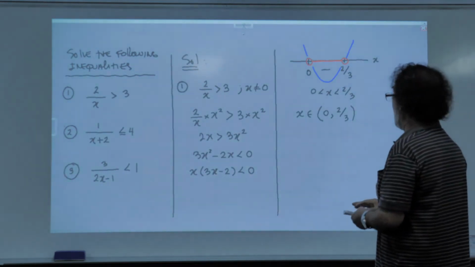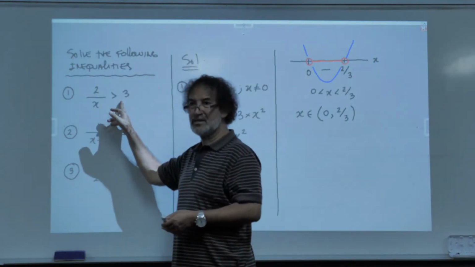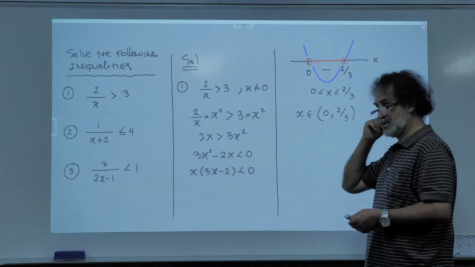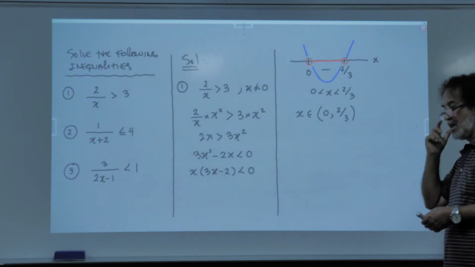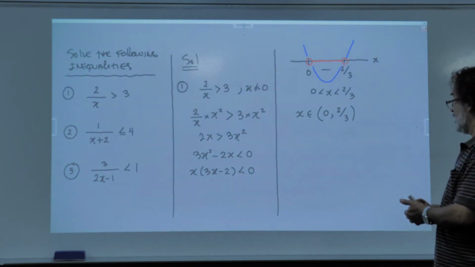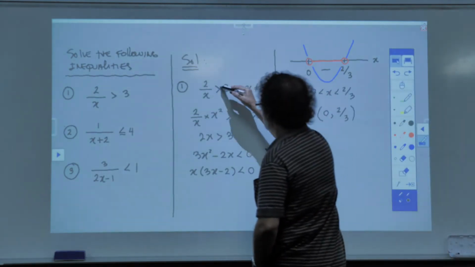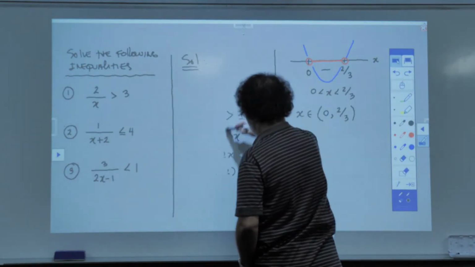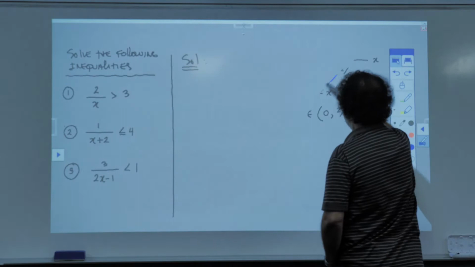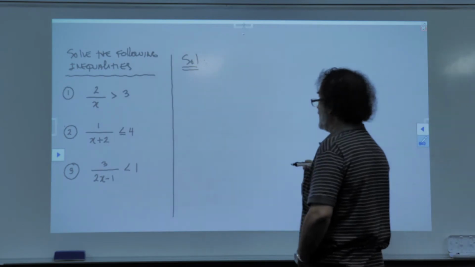That's it. So you can see that when you have an inequality like this, it's quite simple. All you have to do is what we just did, and you're going to find the answer very easily. Let's see how we're going to do question 2. Can I read this off? Yeah, okay. So, question 2.